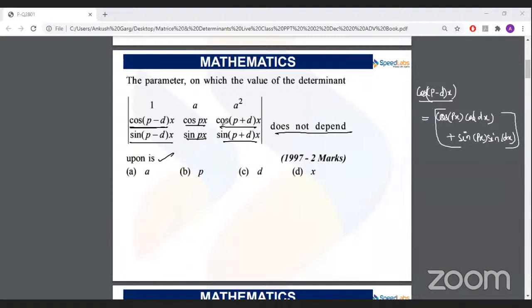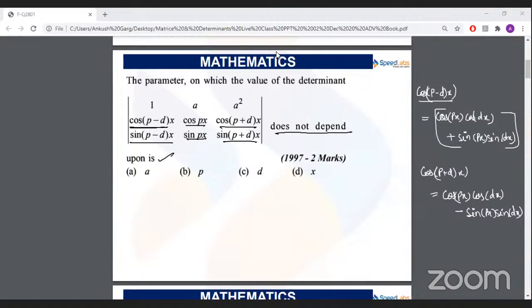Okay, and this, if I look at this particular element, that is cos of p plus dx, again here applying cos of a plus b, px plus dx है ना, तो cos of a plus b लगाएंगे तो ये कितना आ जाएगा, cos a cos b minus sin a sin b, right? So applying the simple formulas of cos of a minus b and cos of a plus b.